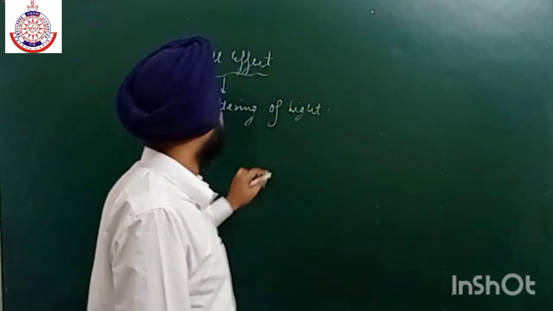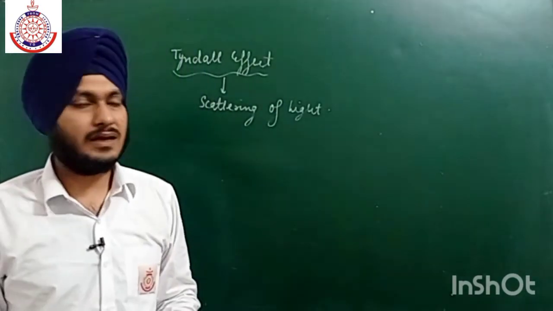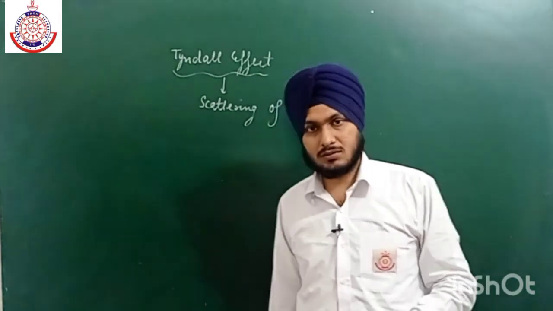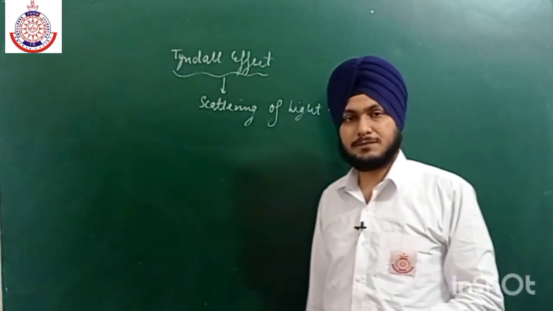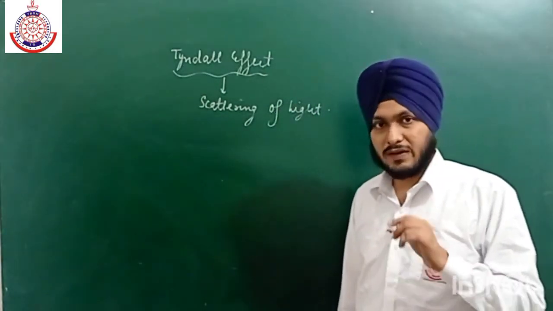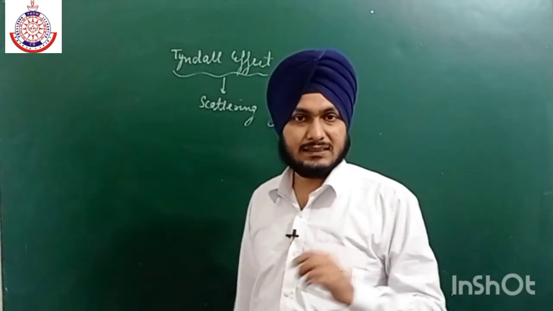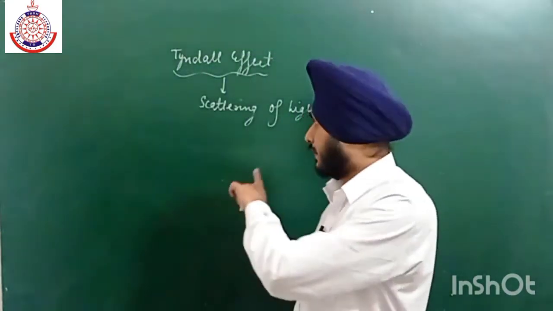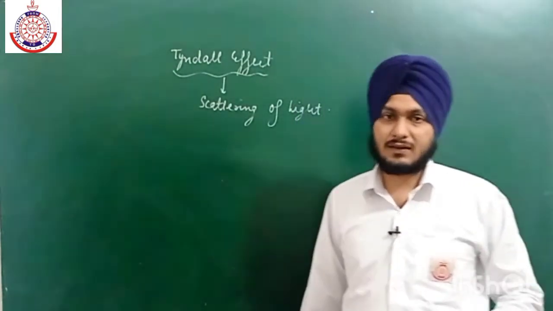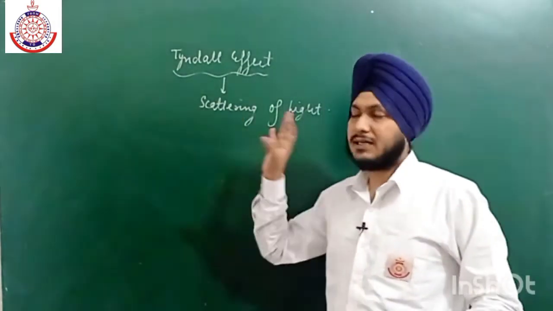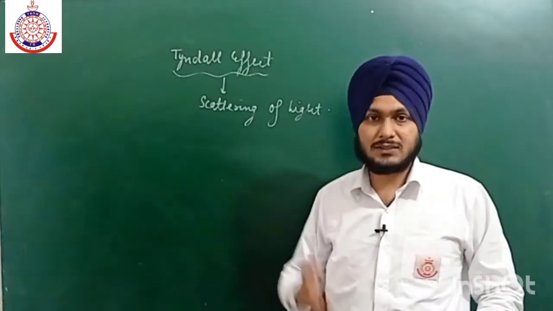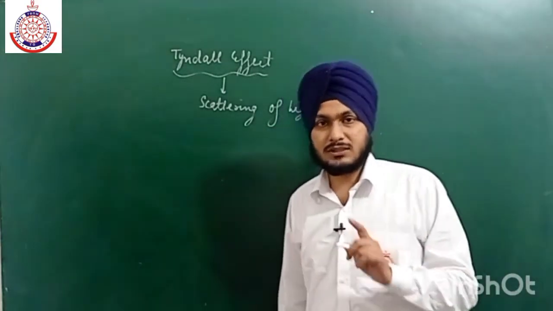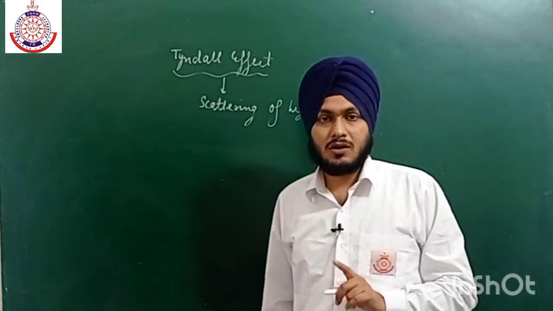Scattering of light means, when a beam of light is passed through colloidal solution, we can easily see the path of the light due to the scattering of light. This is known as Tyndall effect. So क्या होता है, due to scattering of light, the path is visible. The path of light is visible only in case of colloidal solution, because it follows all the conditions of scattering of light.